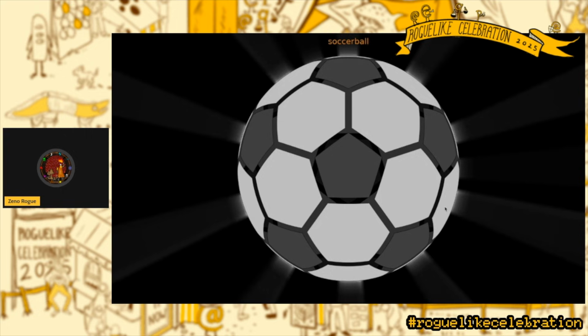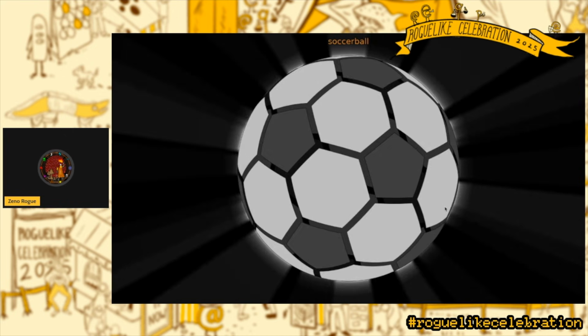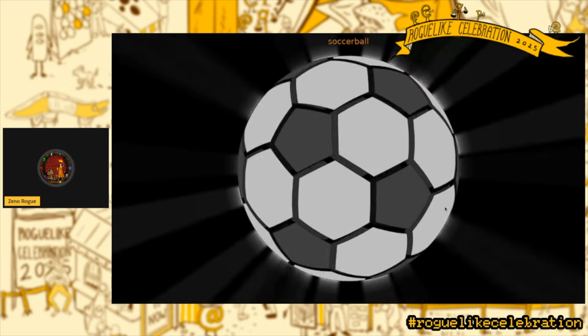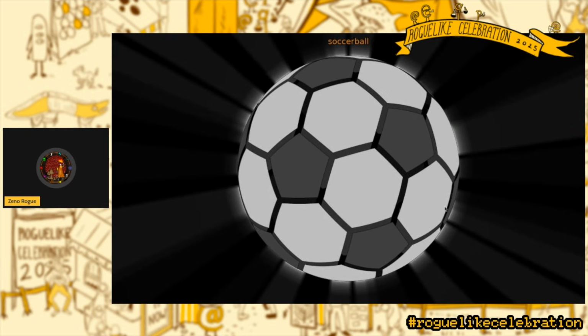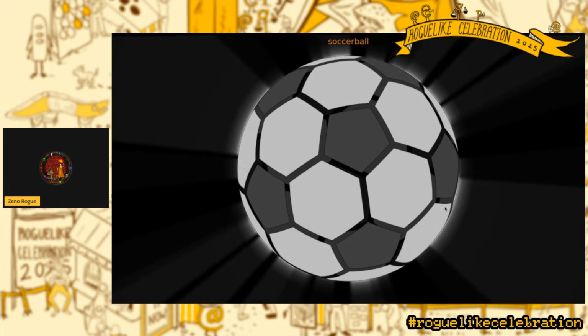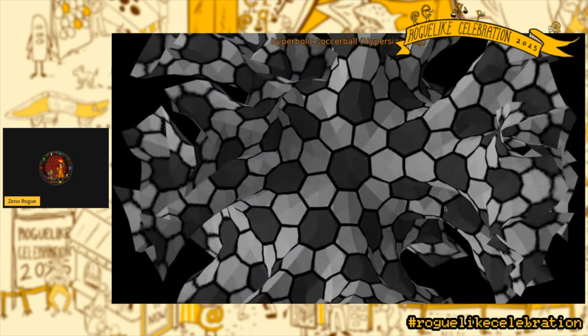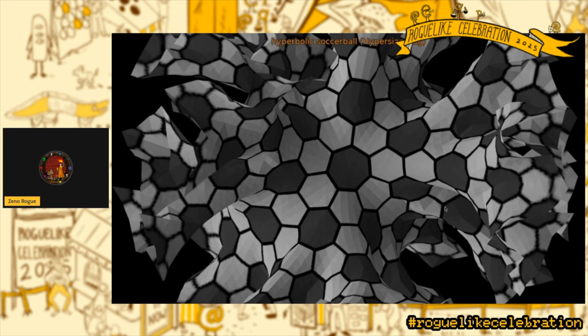We can replace some of these hexagons with pentagons, right? So we do get this soccer ball, and it is a good approximation of spherical geometry. And if you want to obtain hyperbolic geometry, we do the opposite, right? So replace these hexagons with heptagons.